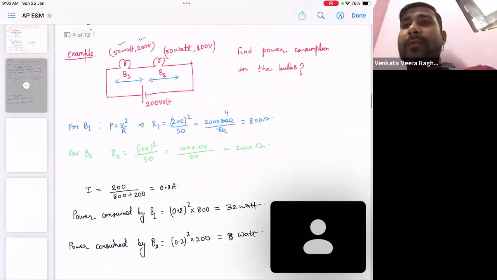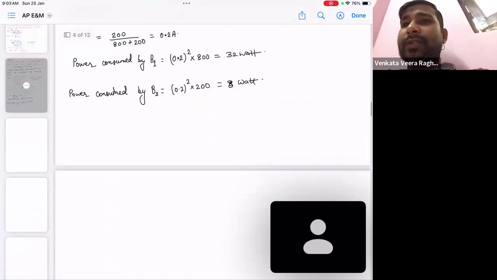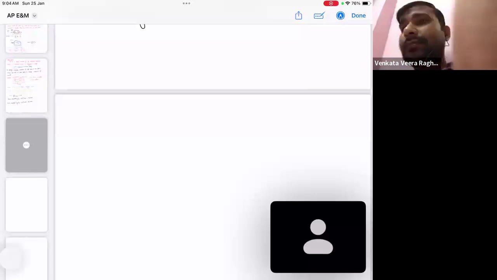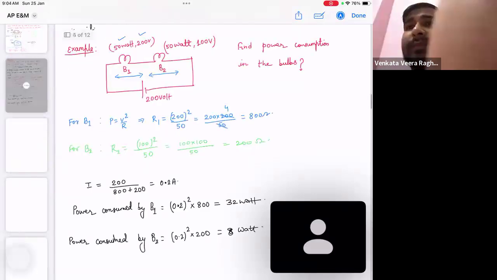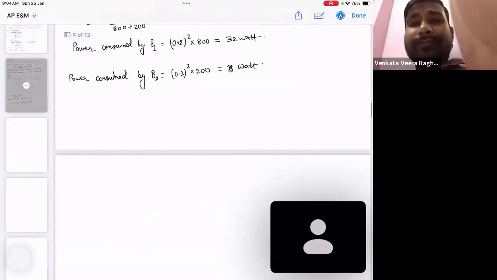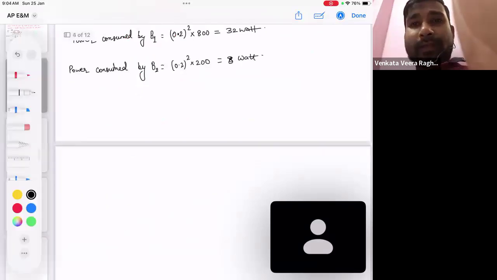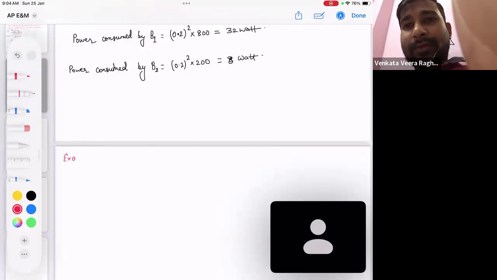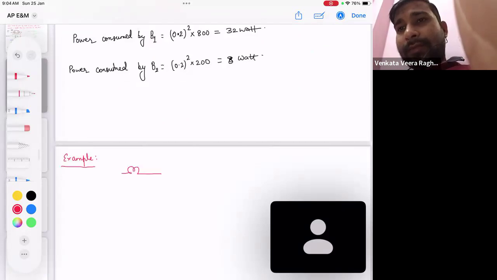So power consumed by the two batteries, we have taken one example. Now let's take a similar example, 50 watt, 200 volt. In this example, what is given to us? That is bulb one. That is another bulb. This is bulb number three. And there is a battery connected.